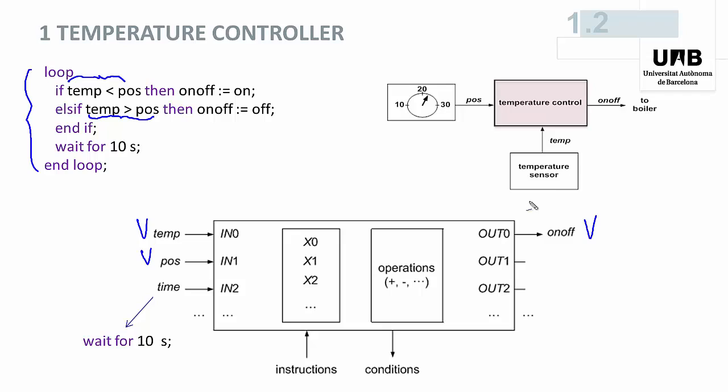And an additional external component, namely some kind of clock, is necessary in order to execute this instruction. So we will assume there is an external clock connected to input port 2 that generates the current value of the time.